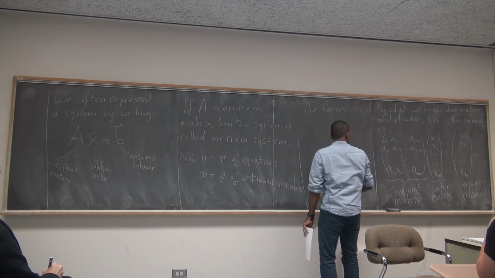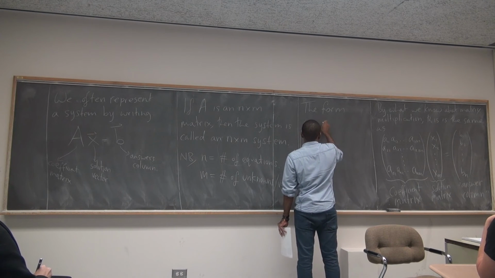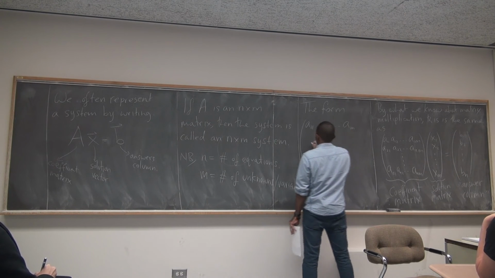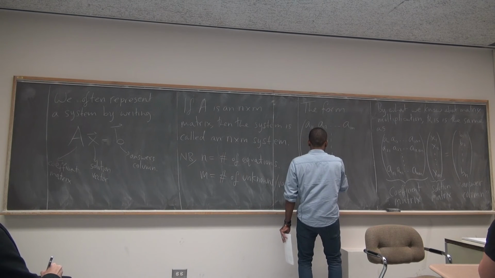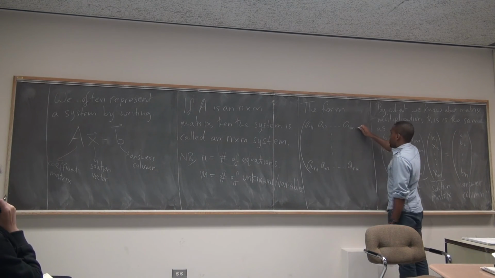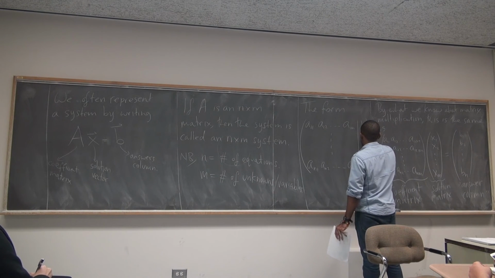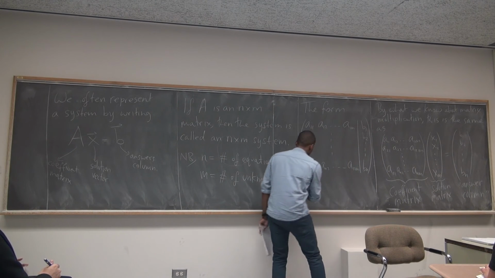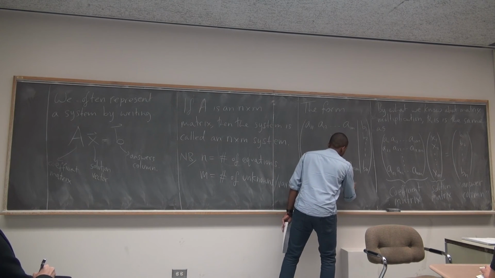Form, let's say I write this: A11, A12, all the way up to A1n, and down to An1, An2, all the way down to Ann. I can put a bar here, and put B1, B2, all the way down to Bn. That form is called an augmented matrix.